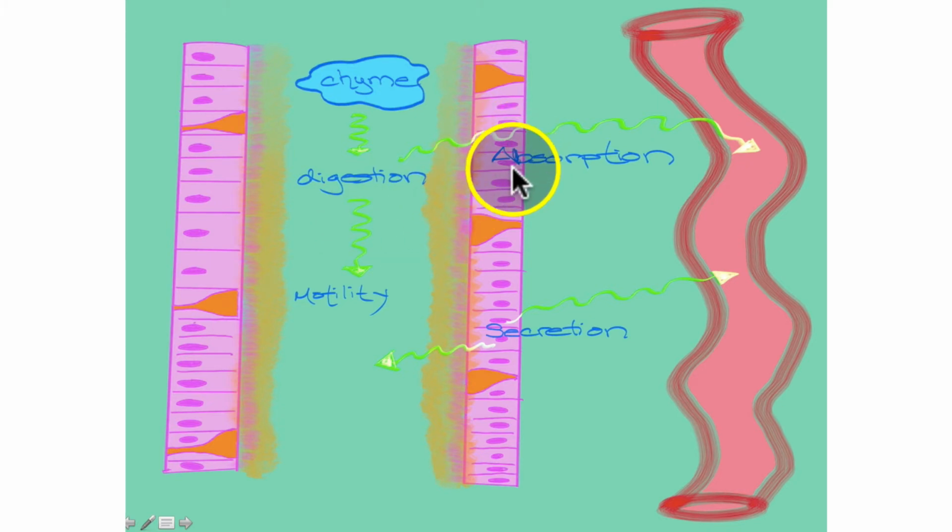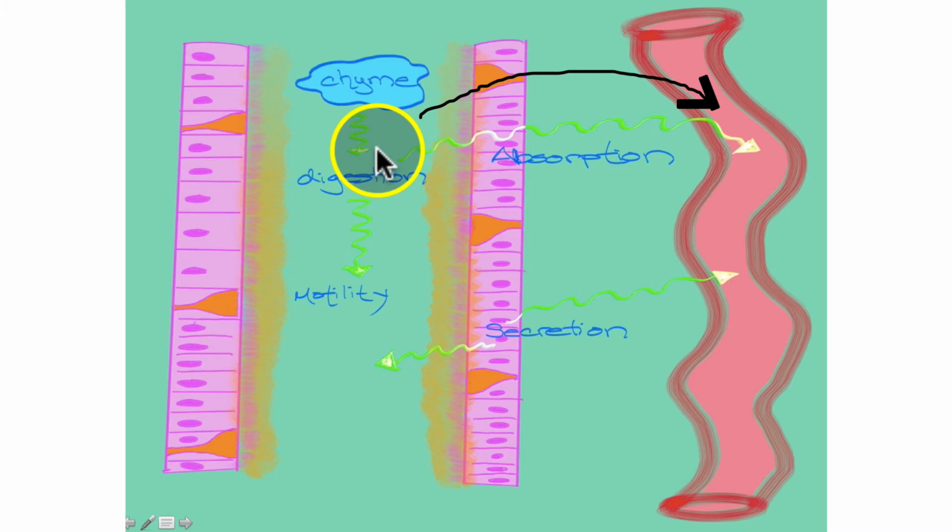Absorption is a huge role of the digestive system. Now, when we talked about the urinary system, we talked about reabsorption. And the reason in the urinary system we talk about reabsorption is because the initial absorption occurs in the GI tract, mainly in the small intestines and to a lesser degree in the large intestine. But absorption is the movement of digestive products from the lumen of the GI tract into the bloodstream.